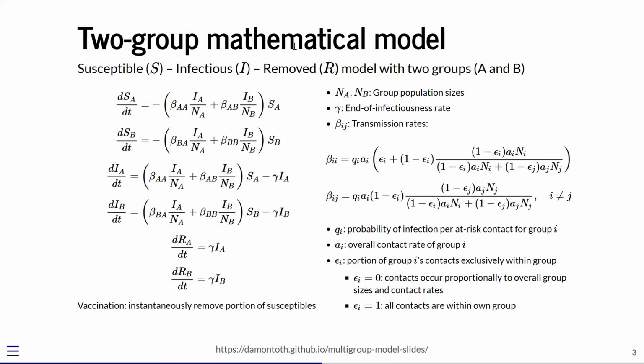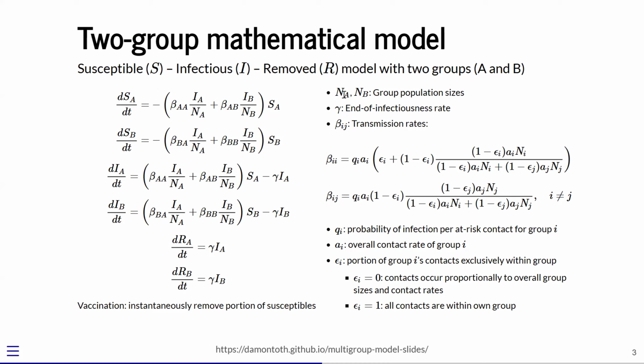So here's a bunch of math. The model is basically an SIR model, which is one of the standard transmission style of models. So we have the SIR groups, which are susceptible, infectious, and removed. And you notice that there are 6 differential equations here instead of the 3. That's because we split each of those SIRs into the 2 groups. So we have group A and group B.